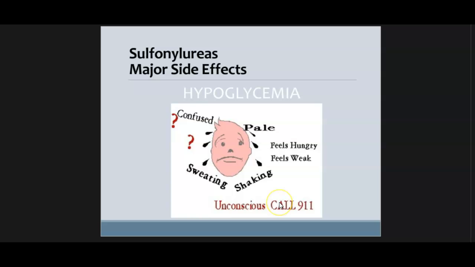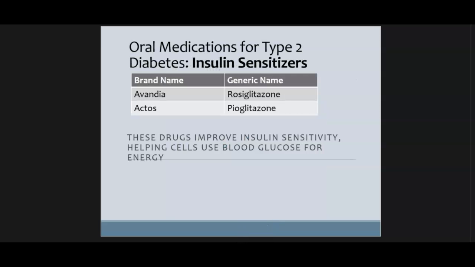Major side effects of the sulfonylureas is hypoglycemia, essentially. So if you have a lot of insulin and not enough glucose, you're going to be hypoglycemic. So then you're going to be that cold, sweaty, shaky, pale. You may feel confusion, weak, hungry. It's a yucky feeling.